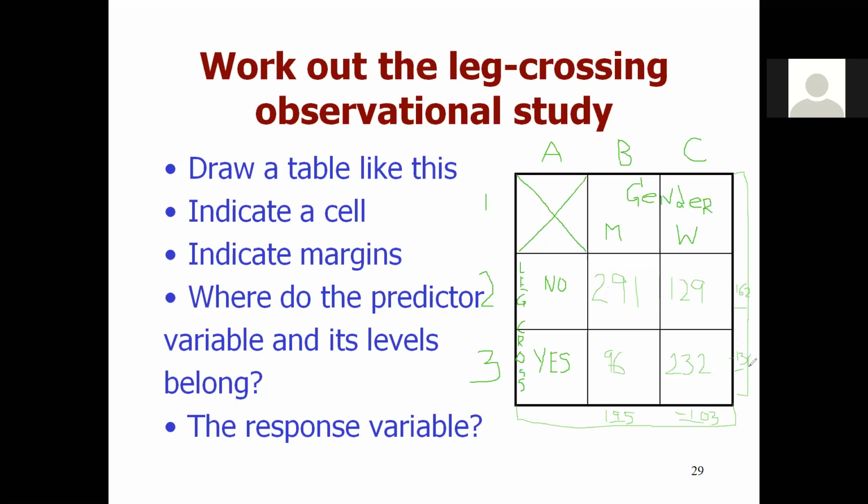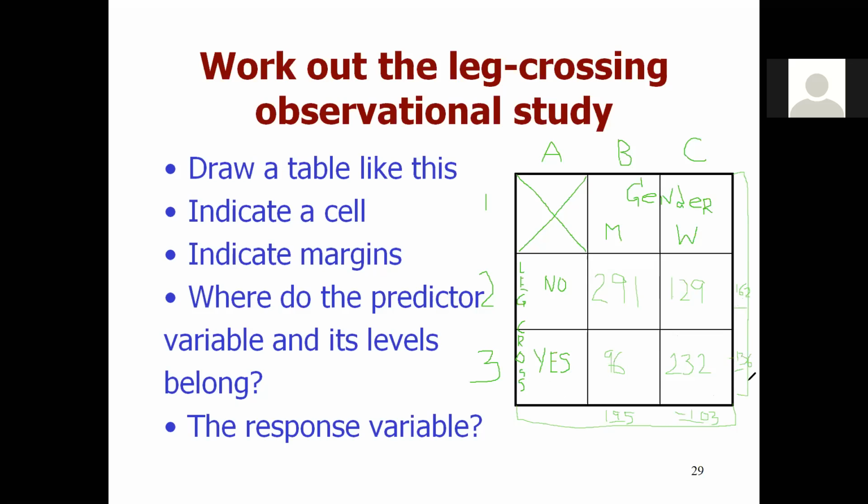So now let's think about this. What does this mean? Well, we are interested in the gender effect. We are interested whether, this is our prediction, that women will be crossing their legs more than men. So we can look at these differences. This is the yes column. 96 men versus 232. So there's a difference of 136. That's how many more women cross their legs.